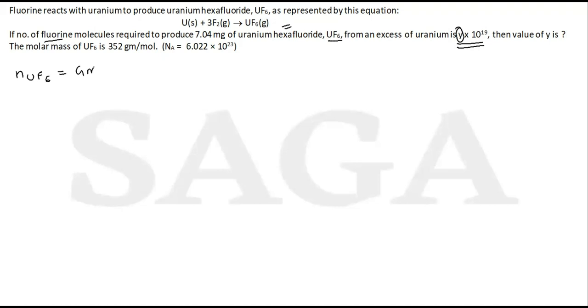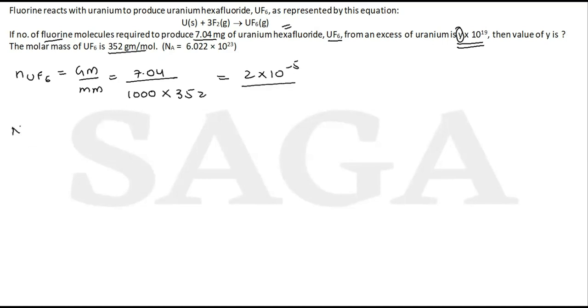It is equal to given mass upon molar mass. Given mass is 7.04 milligram, which we will convert into grams, divided by the molar mass of UF6, which is given as 352. On solving this, the value comes out to be 2 into 10 raised to the power minus 5. So the number of moles of UF6 is 2 into 10 raised to the power minus 5.